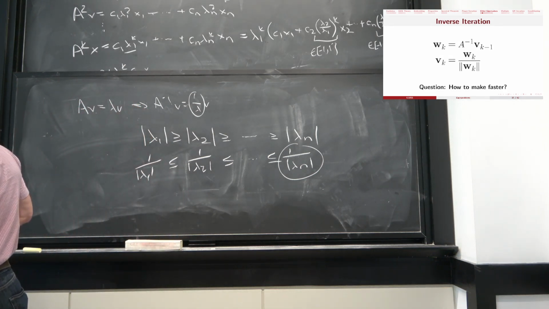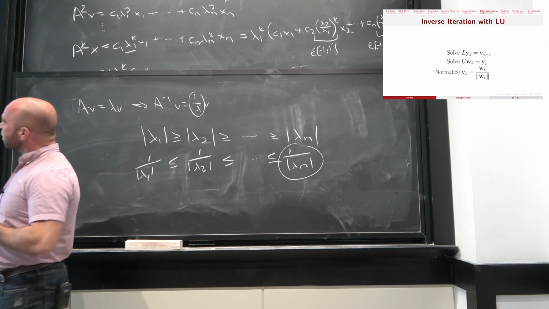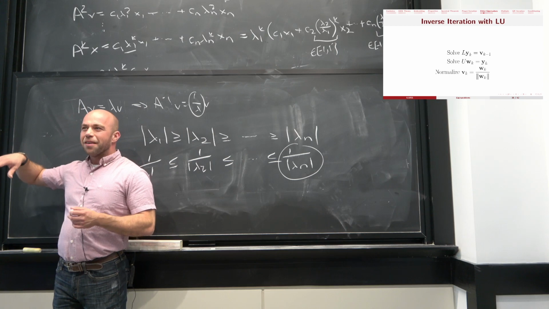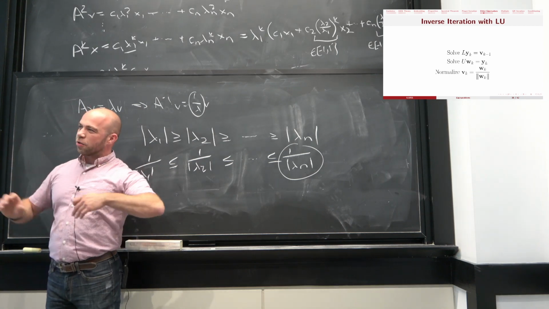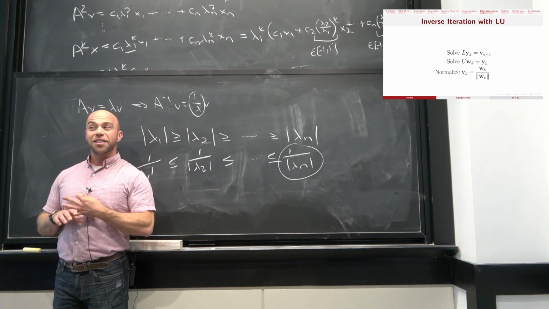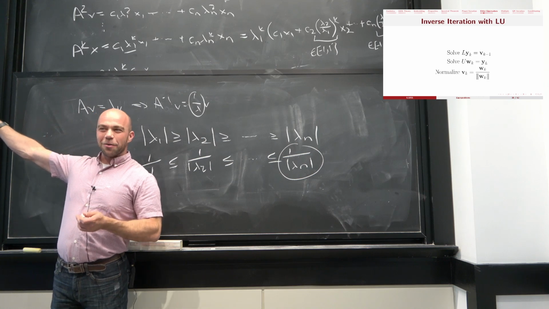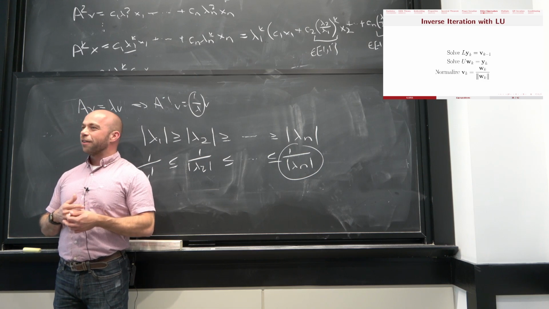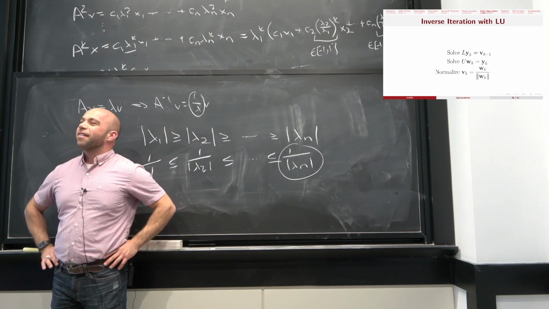So we can make this algorithm faster by essentially factoring A equals LU once and then running this algorithm a bunch of times. And now every iteration takes quadratic time. Notice that the initial LU factorization still took cubic time, but at least I only had to pay for it once. Right? So this is a great case where LU factorization is a useful tool. Yes?